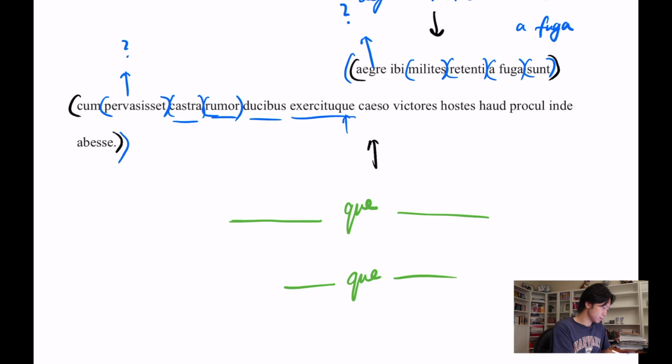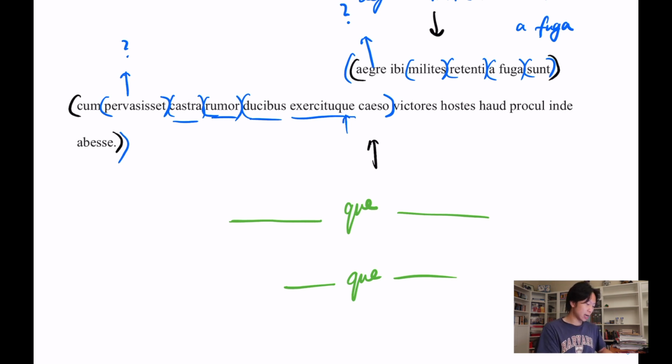So ducibus, the case is a bit more dubious, could be dative, but exercitu has to be ablative. So I'm inclined to think that ducibus is also ablative. Caeso, once again, could be dative, but also could be ablative. So I'll put those three together. They were in close proximity. They could all be ablative, and they could work together as an ablative absolute, which is highly possible and just a very likely combination. So we'll run with that.